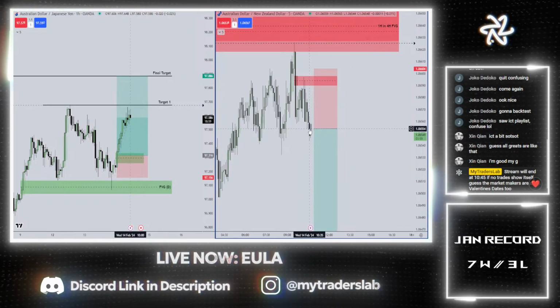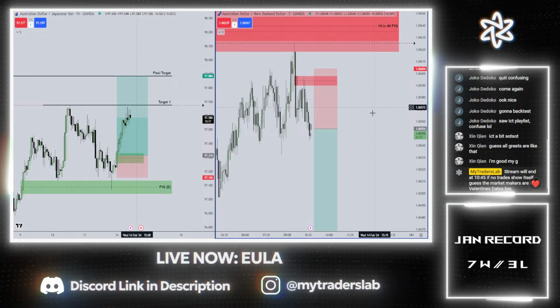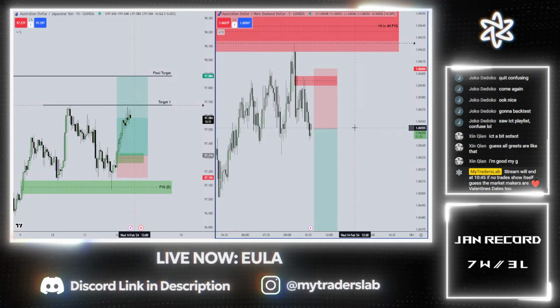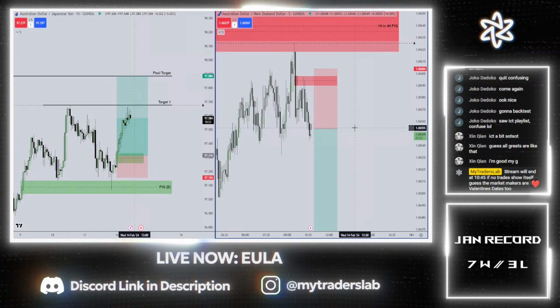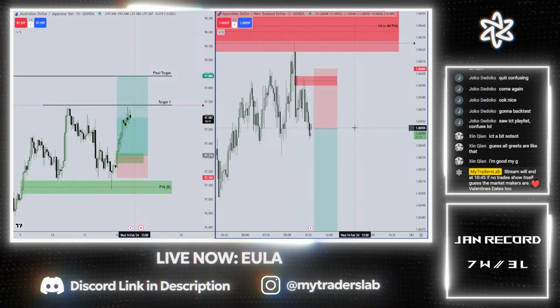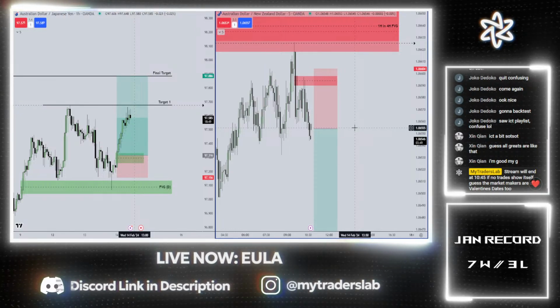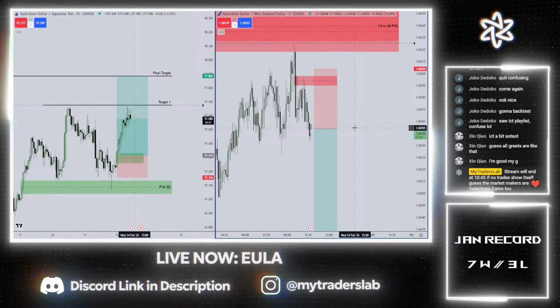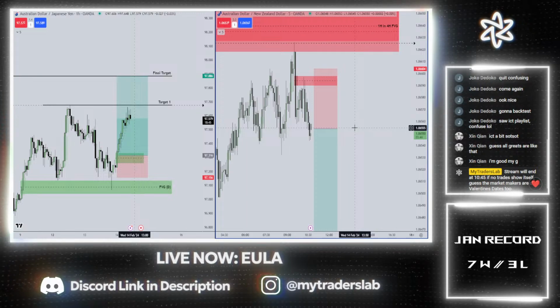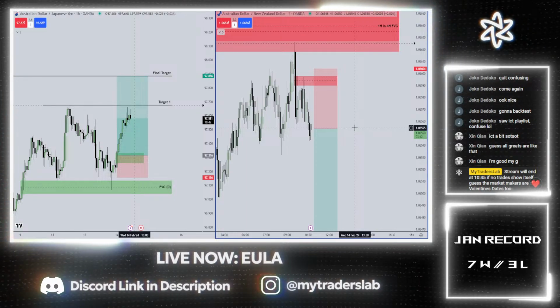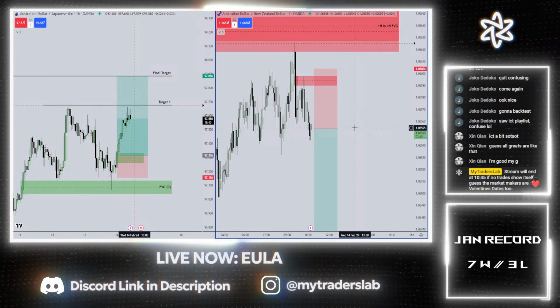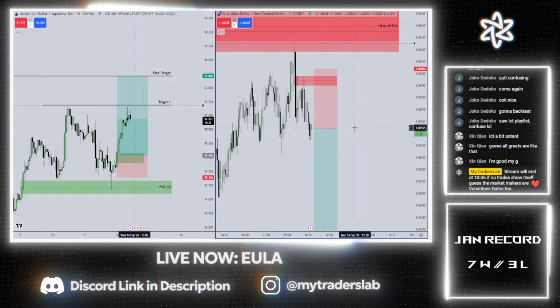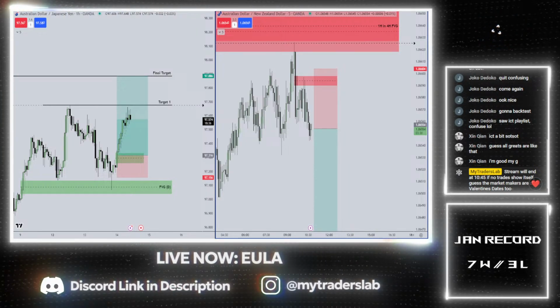So ultimately, I want to see a fair value gap from here, and then I'm going to short off of this immediately. Possibly a market entry, and then we'll let it run all the way. Alright, so we'll check back in about 3 minutes.